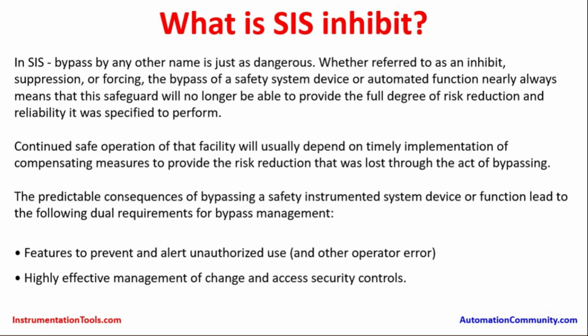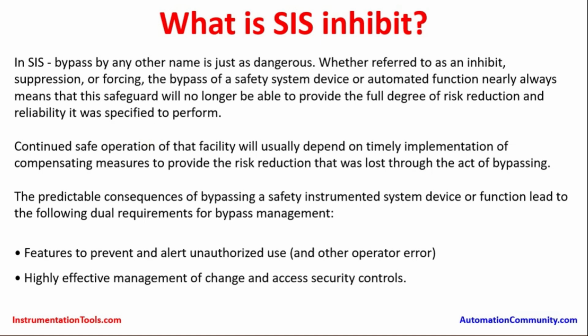What is Inhibit? In SIS, bypass by any other name is just as dangerous, whether referred to as an inhibit, suppression or forcing. The bypass of a safety system device or automated function nearly always means that this safeguard will no longer be able to provide the full degree of risk reduction and reliability it was specified to perform.